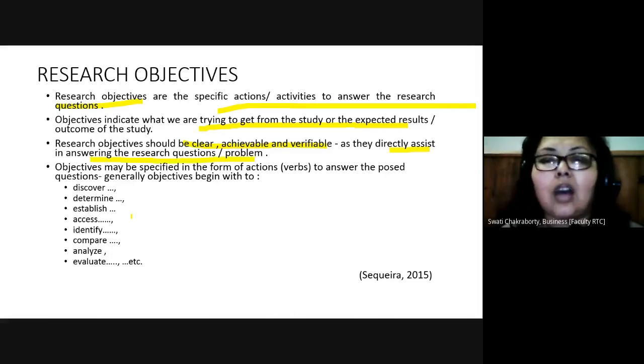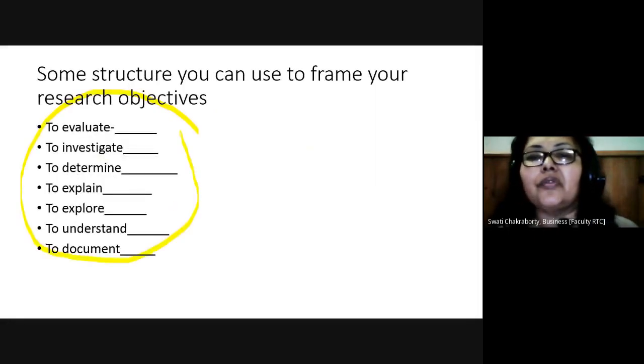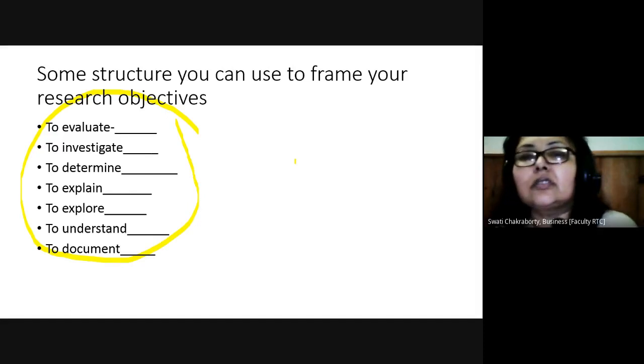So how would you actually write your objectives? It should begin with words like to determine, discover, establish, assess, identify, compare, analyze, evaluate. So this is the framework of your research objectives. This is how you should be writing.